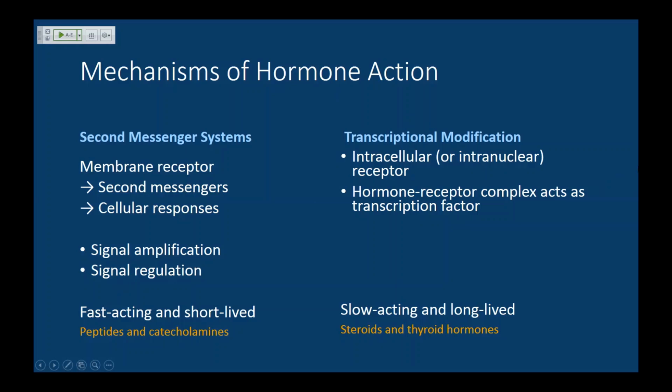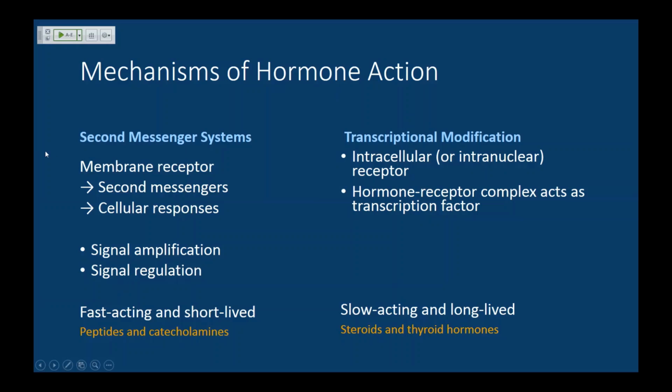All right, so we'll move on to the mechanisms of hormone action. So we have two basic mechanisms, one major delineation. We have second messenger systems, and we have transcriptional modification. So as I've been saying up to this point, second messenger systems are most necessary when the hormone itself can't traverse the plasma membrane. So you need to somehow get the signal to the intracellular environment so the cell can do something about it.